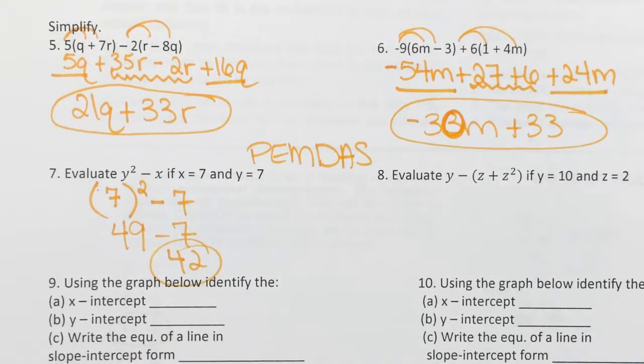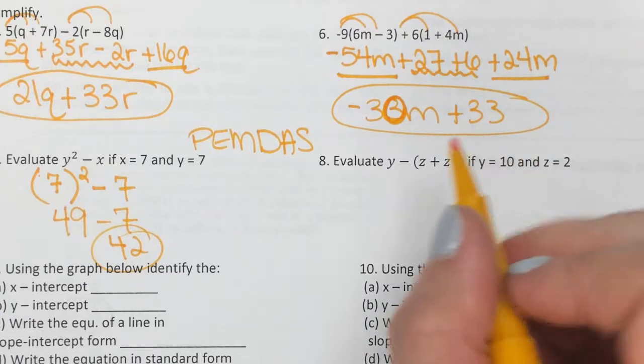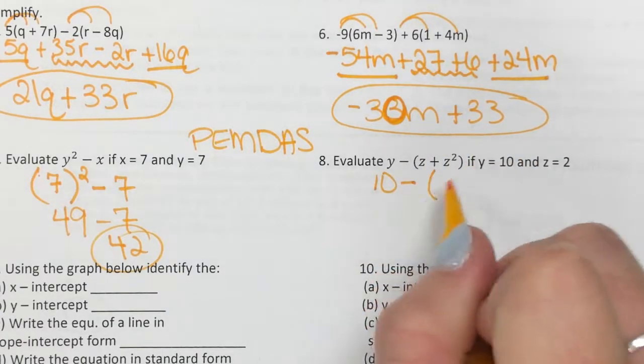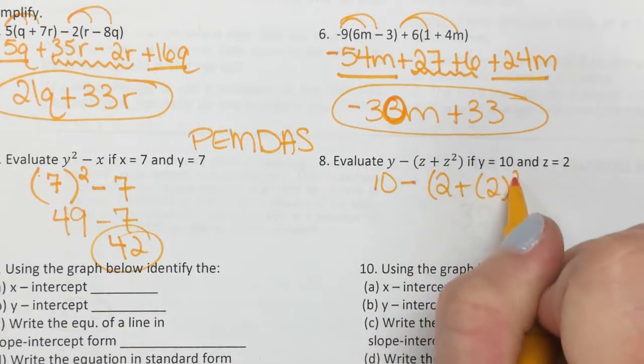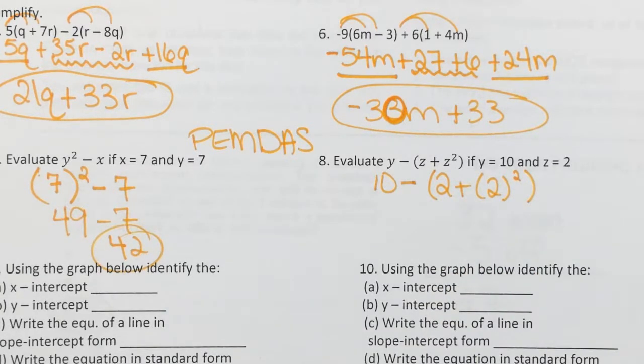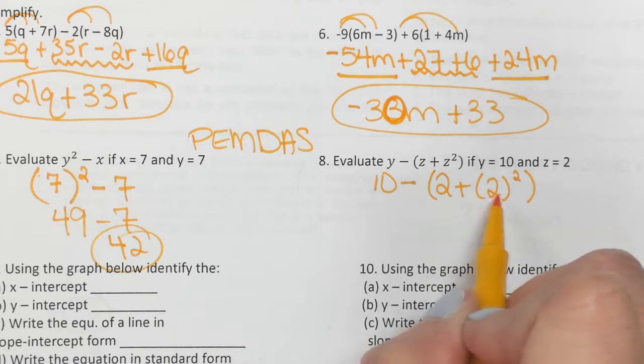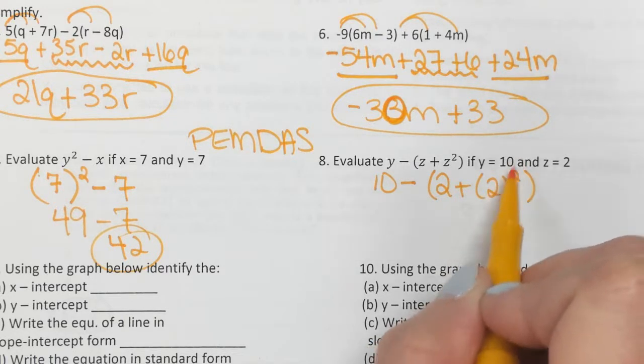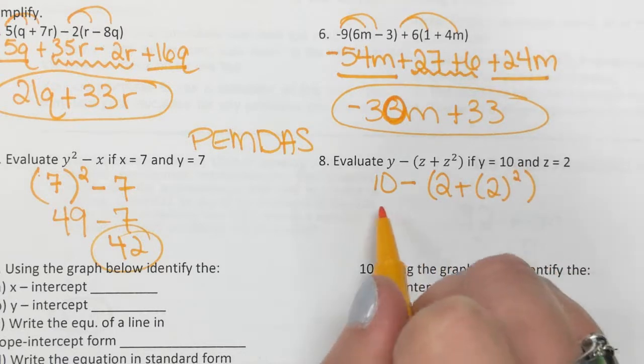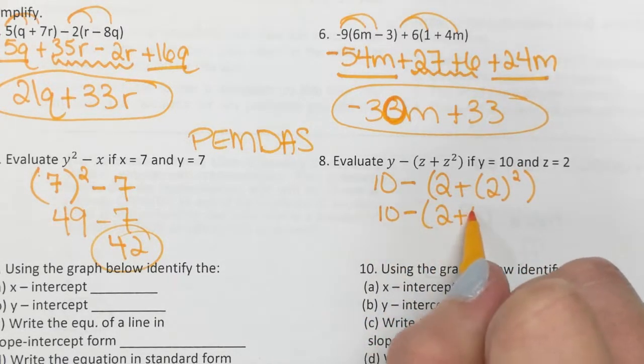All right, same thing on number 8. So you're going to have 10 minus 2 plus 2 squared. This is all thrown off right here is this kind of problem. So you would not distribute, you would not subtract, you would not add. What do you have to do first? Parentheses. Can I add these 2 in the parentheses? No, not yet. Why? You have to do the exponent. There you go. So you have 10 minus 2 plus 4.